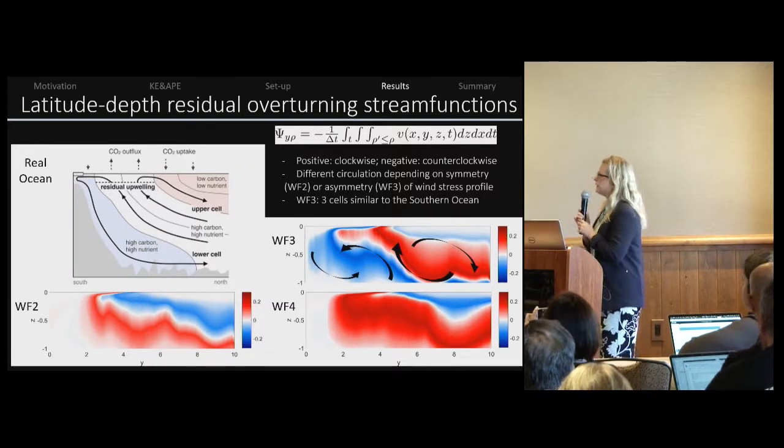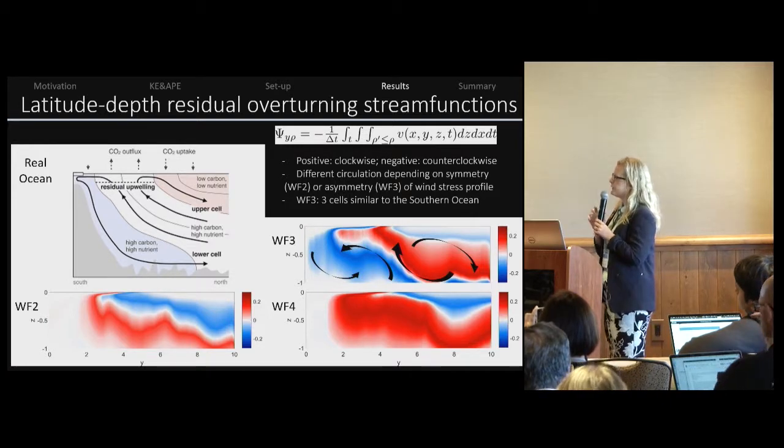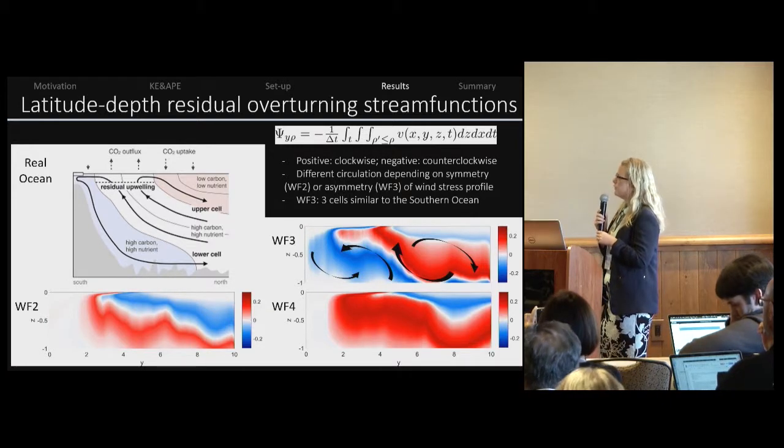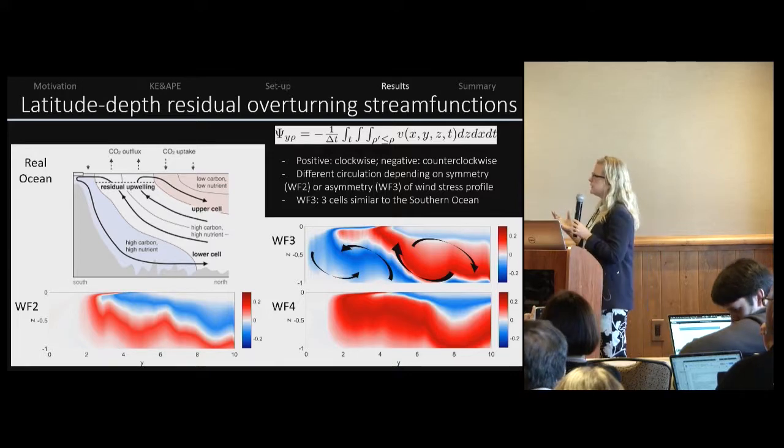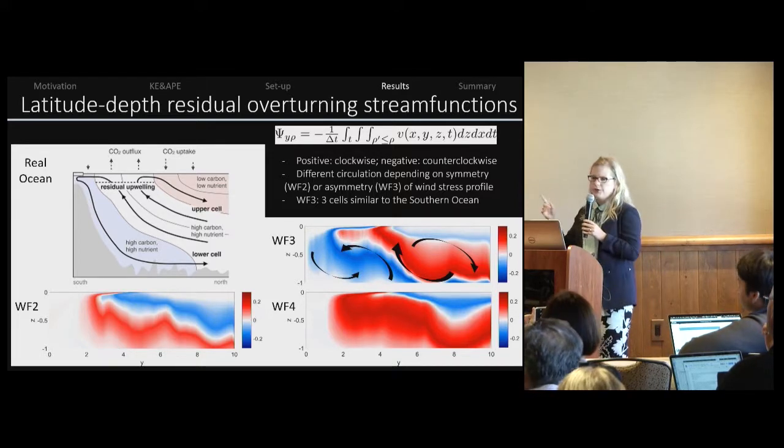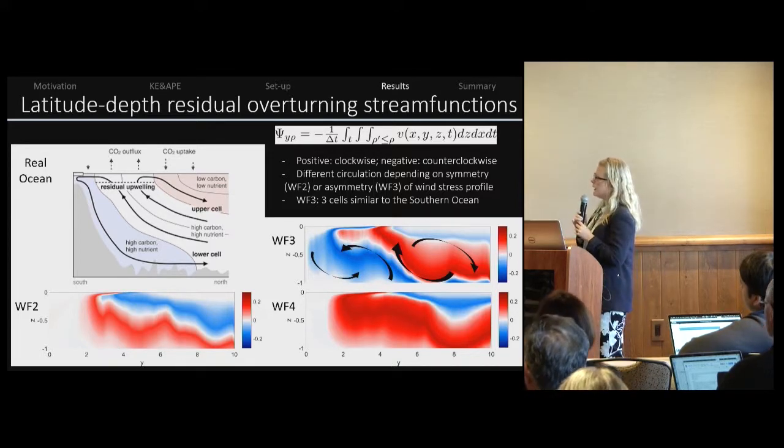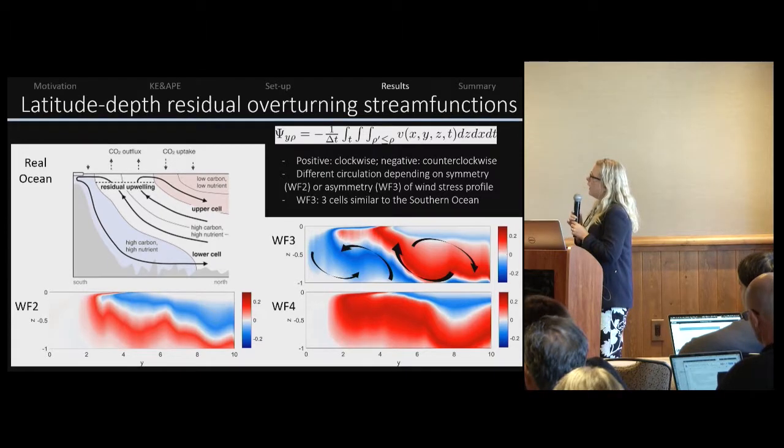And when we compare it to what's actually happening in the ocean, so that's a schematic for the real ocean overturning circulation, you have these two cells. You have the blue cell, which they call the lower cell in this schematic, and then the upper cell, which is both what we observe in the WF3, which is the realistic ocean scenario.